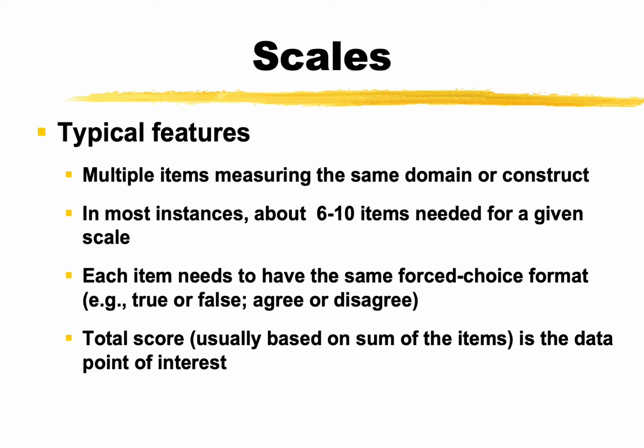It's typical for items within a scale to have the same response format, usually forced choice, such as true or false, or agree to disagree. And the score for this scale is determined by doing some mathematical operation with the responses on those items, usually summing them up. Perhaps some of the responses are weighted. Often a good scale, though, can simply sum up the items in an unweighted fashion.